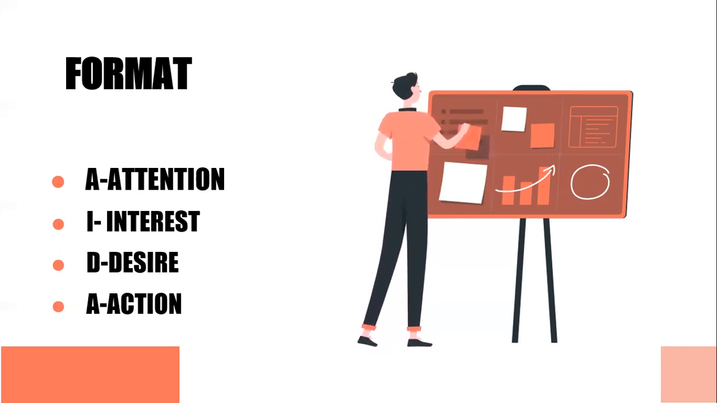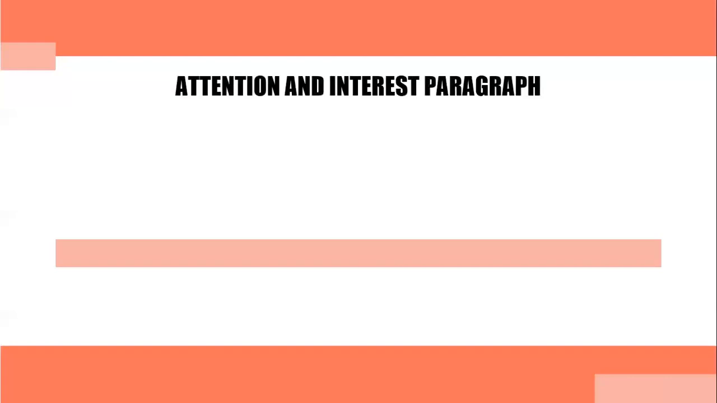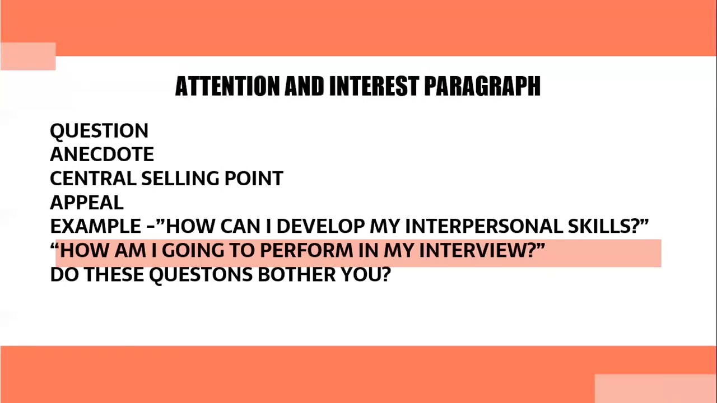Now, having understood this format, which is also called the AIDA format, let us go into the details of how we can write the paragraphs in the sales letter. First, we will be talking about the attention and interest paragraph. In the attention paragraph, as I told you, we could start with a question, an anecdote, the central selling point of the product, or an appeal.